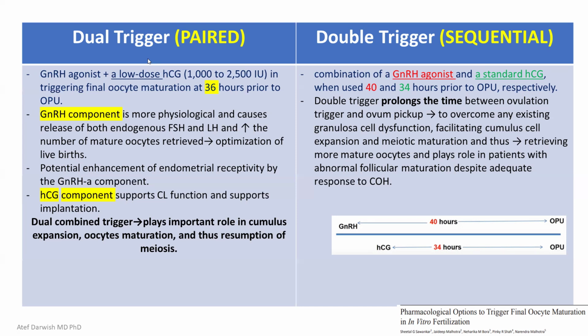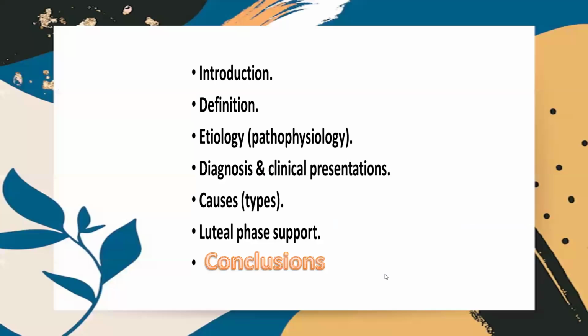There is a third protocol, which is a combination of urinary HCG and recombinant HCG given 39 hours prior to ovum pickup in cases of empty follicle syndrome. You can go back to the lecture on empty follicle syndrome and find these studies.